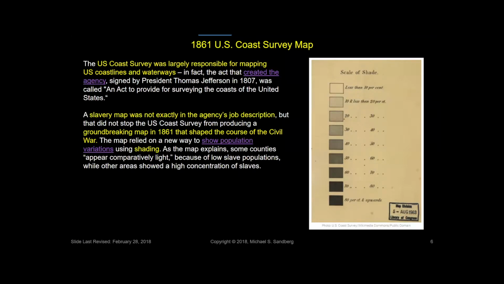And so the U.S. Coastal Survey, who created this map, were really more responsible for mapping U.S. coastlines and waterways, at least when President Thomas Jefferson created the agency. That's what he had set their goal to be. And so it was unusual that they created this map because a slave map was really not in their job description. But it didn't stop them from creating this map. And as I've mentioned already, to show population variations using shading.